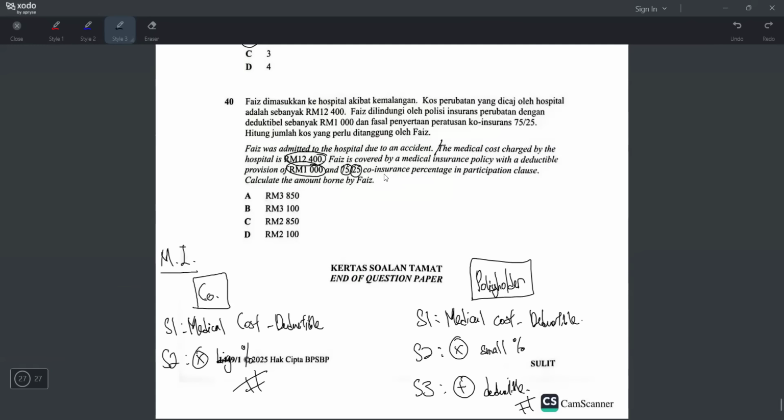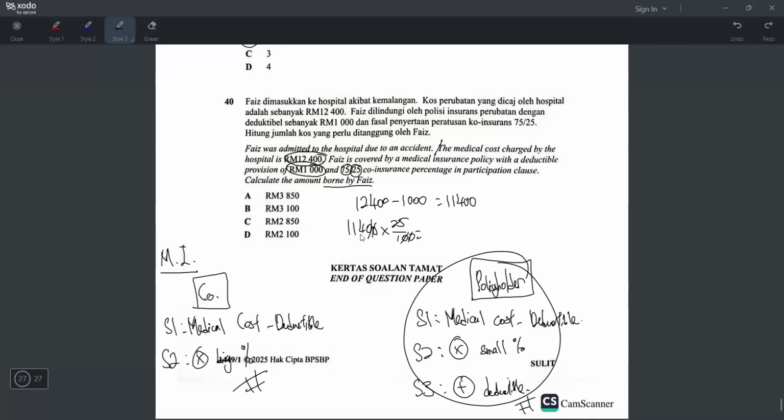Alright, 75-25 co-insurance percentage in participation clause, calculate amount borne by Faiz. So nak guna formula yang ni ke yang ni? Mestilah yang ini. Sebab nak cari Faiz. Faiz is the policy holder. Faiz adalah pemegang polisi. So kita kena buat macam ni. So first ambil 12400 tolak dengan 1000. So dapat 11400 and ikut the formula 11400 darab dengan small percent 25 over 100.